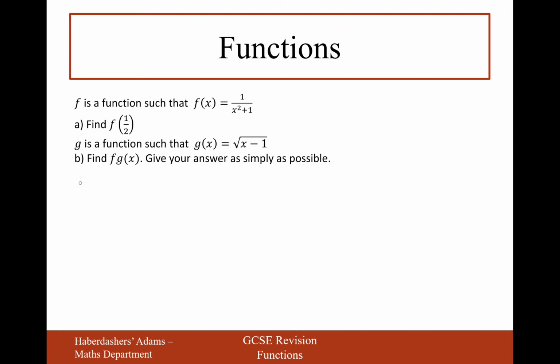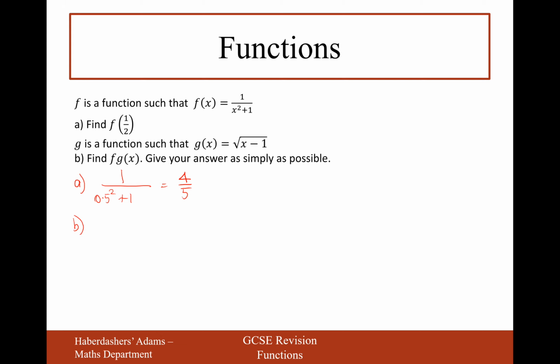Okay, so let's have a go at this question now. So part A, we're putting a half into the f function, so it's going to be 1 over 0.5 squared plus 1. And probably the easiest thing to do here would be to grab your calculator and work it out there. So 1 over 0.5 squared plus 1 equals 4 over 5.